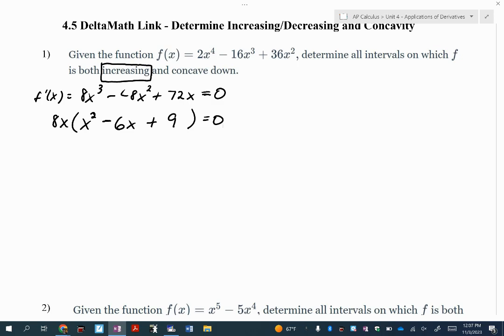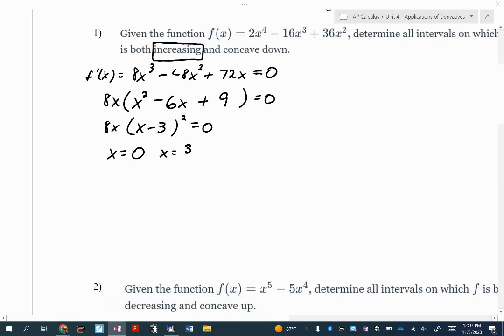Factors of 9 that add to negative 6. Ooh, they're the same, right? So I'm going to write it as squared. Do you have to write that as squared? No. You can write it twice. Totally fine. Okay, what are my critical points? 0 and 3. Awesome.